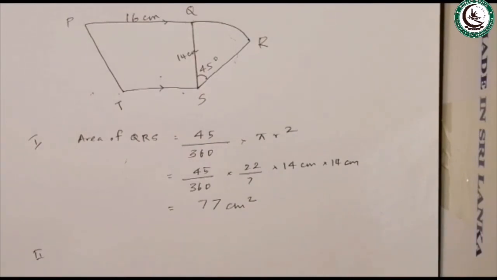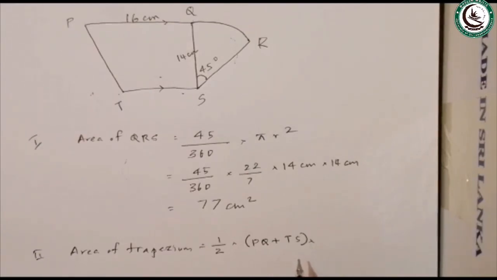PQST is a trapezium. So area of trapezium is equal to half into the sum of the length of parallel sides. So here parallel sides lengths are PQ plus TS, into the length of vertical distance between those parallel lines. So vertical distance is equal to QS.